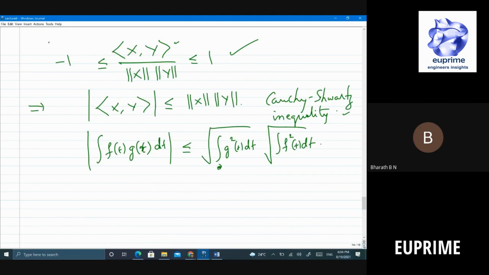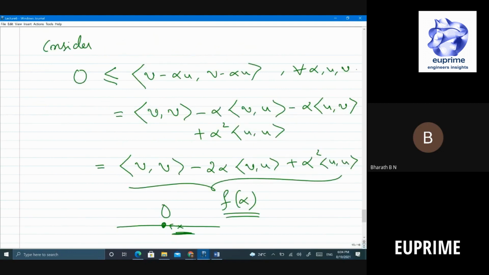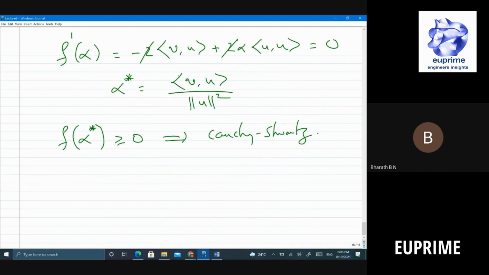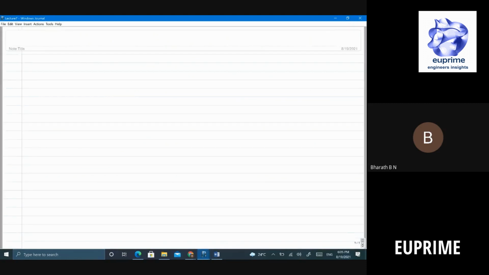And then we also looked at a very important inequality called what? Cauchy-Schwarz inequality, right? So essentially, inner product absolute value is less than or equal to the product of norms. That's what it says, right? And we also looked at how to prove it. Okay, so today we will continue with the inner product. Let's look at another inner product space.